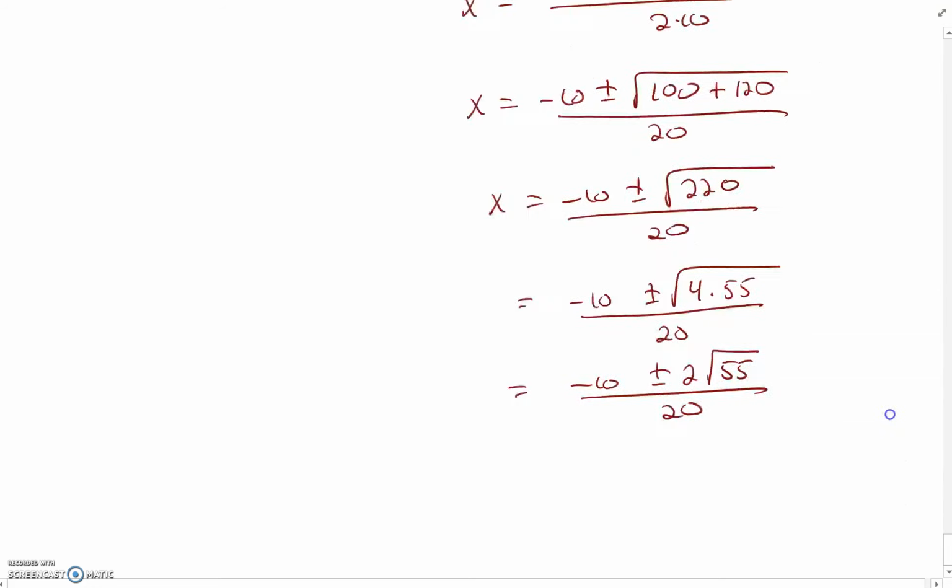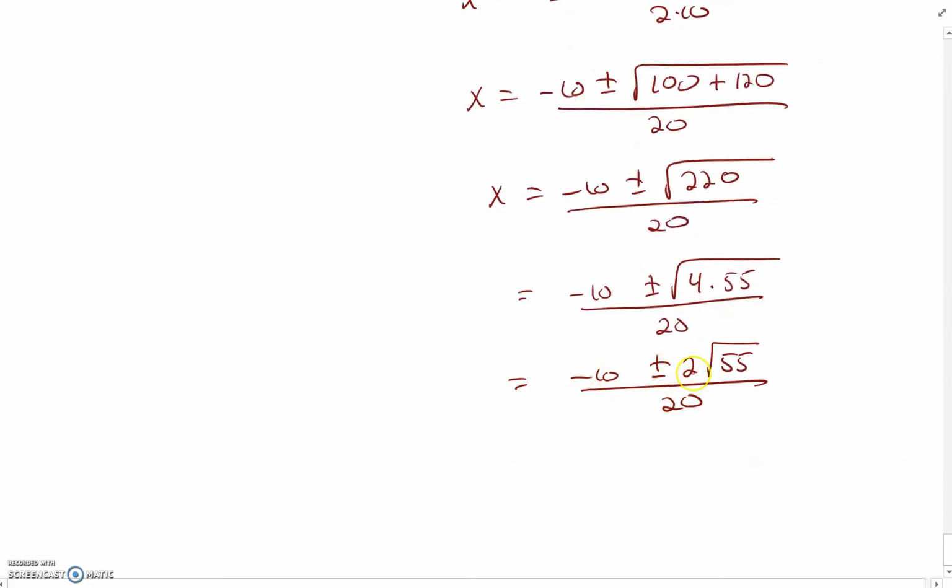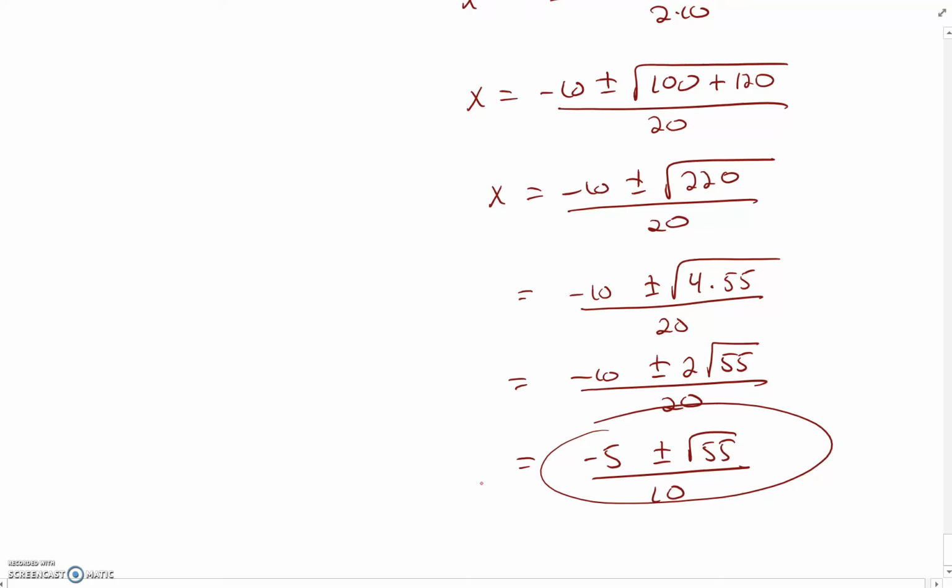over 20. Now, there's a 2 in each of our terms. You can take a 2 out. So minus 5 plus and minus the square root of 55 and divide by 2 on the bottom, you get 10. This is probably what they're looking for. So you can ask me again if you have more questions about that.